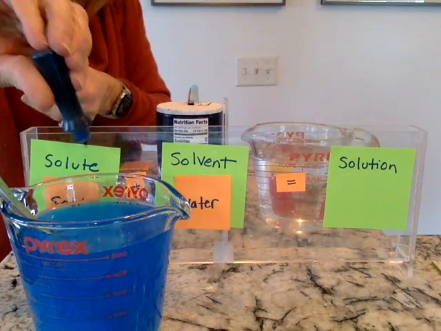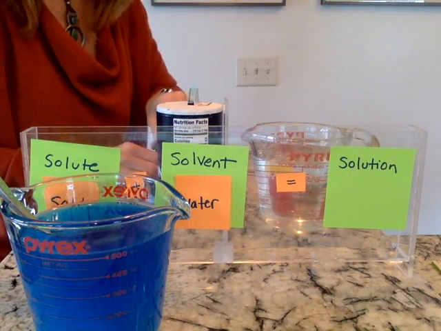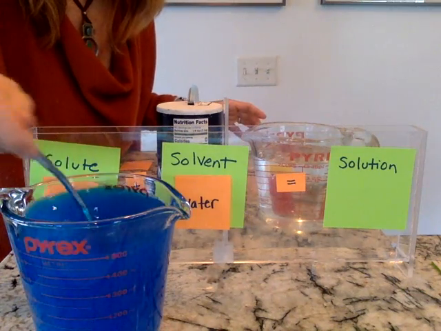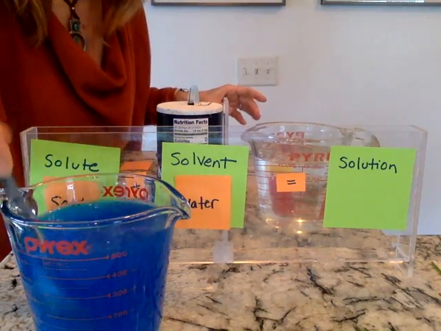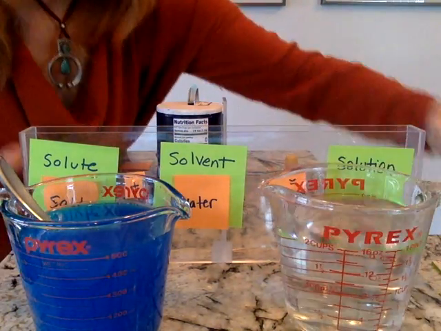I've also dissolved the food coloring in there. So I've dissolved a liquid into a liquid and a solid into a liquid. It's evenly mixed together, and I can separate it. It's a physical change.